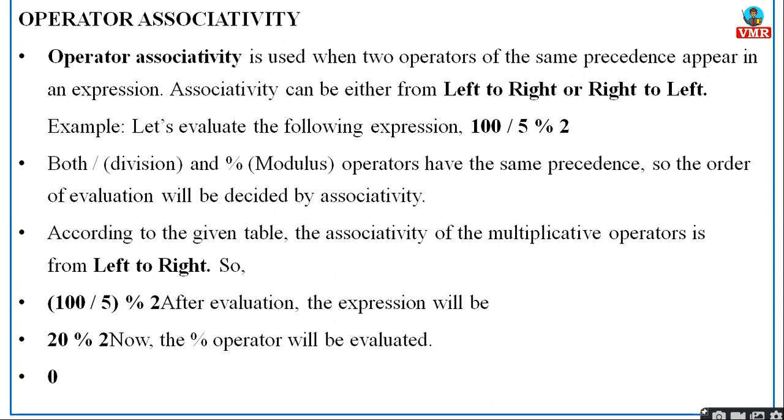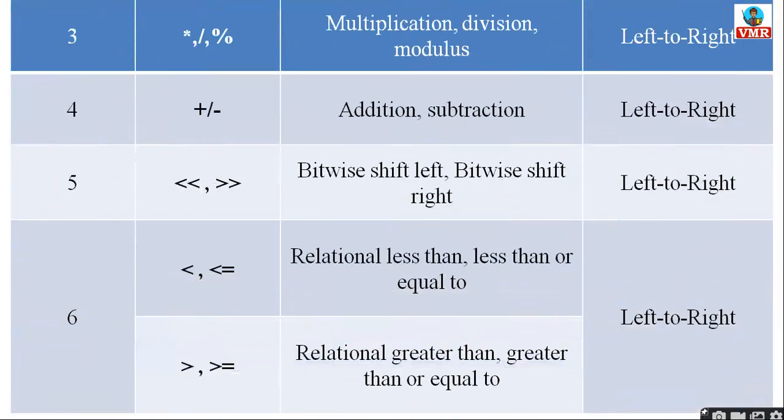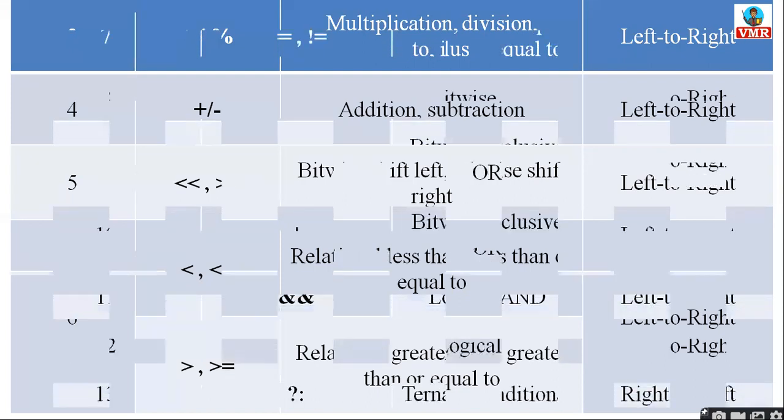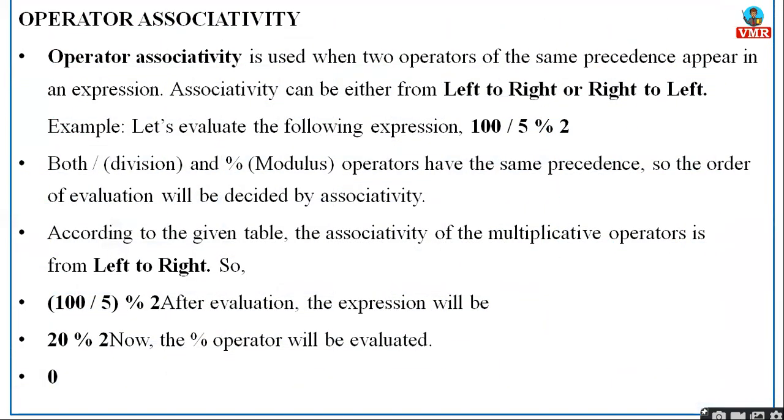And then next comes operator associativity. Operator associativity is used when two operators of the same precedence appear in the expression. Suppose you have plus and minus in one single expression, which one should I do, left to right or right to left? Then you go back to the previous slides and check. See here, it is the fourth one. I have plus as well as subtraction in one single expression, so I have to use left to right associativity. Such things should be known to you from that table.